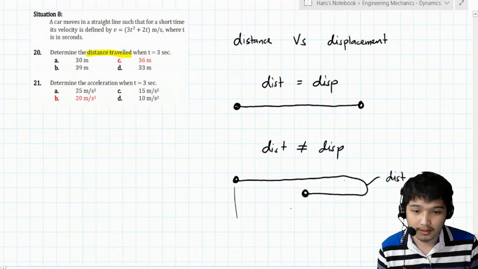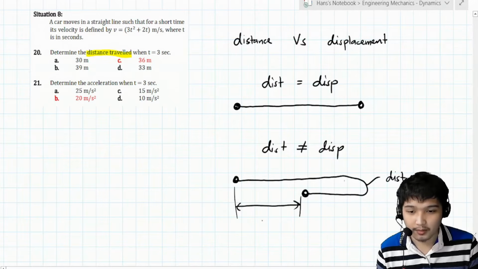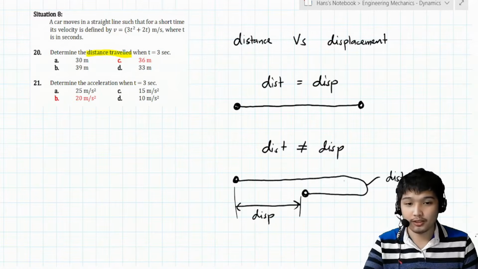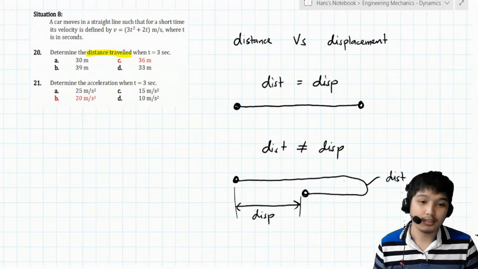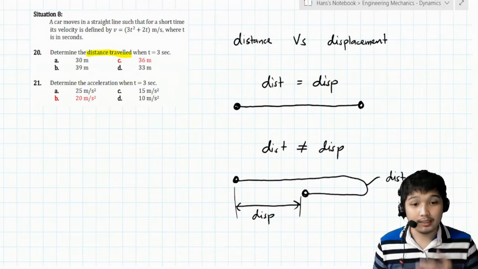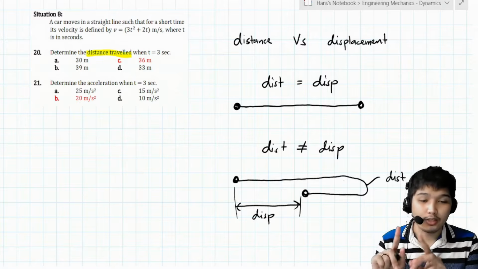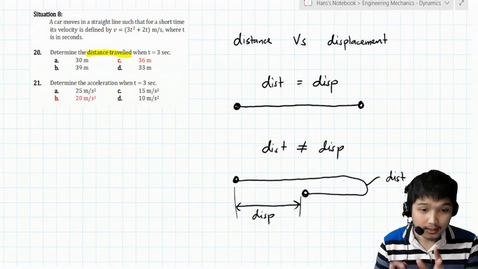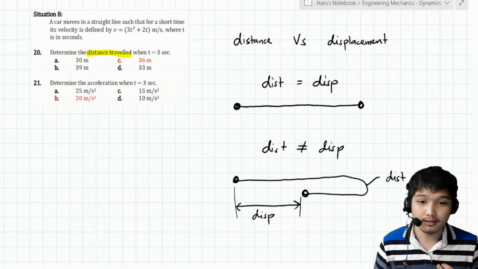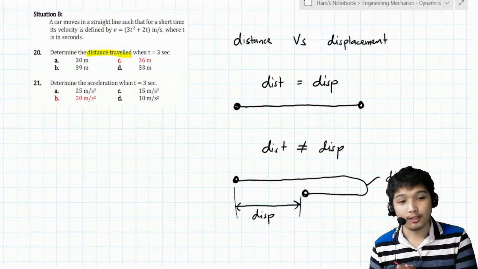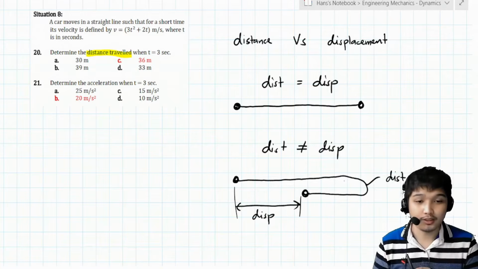Ito yung lumalabas na displacement. Okay? So, kapag ginamit natin yung equations directly, ang nakukuha natin, displacement. So, kung paano kunin yung distance, later papakita ko siya kapag naka-encounter tayo ng ganyang type ng problem, yung bumabalik or nagbabago yung direction ng motion.